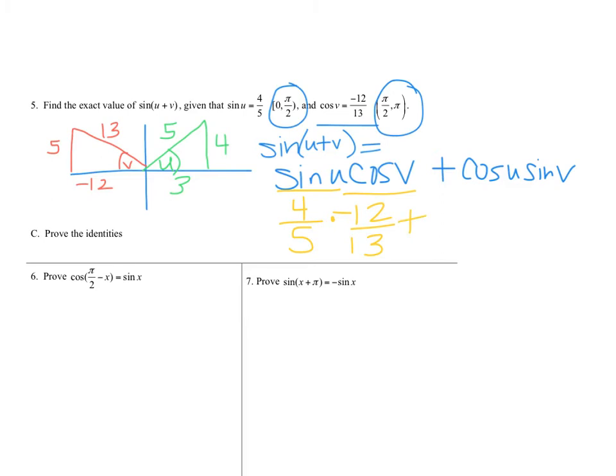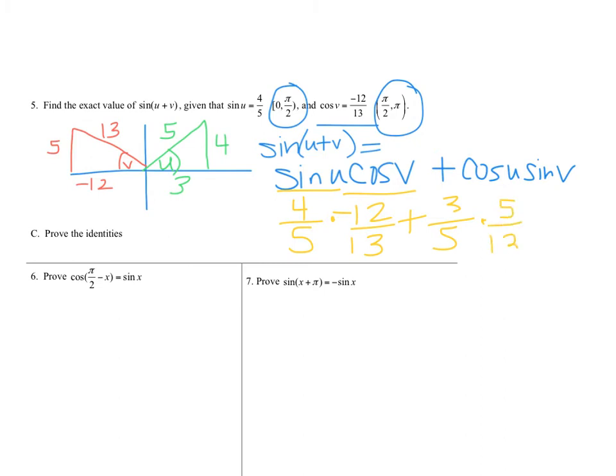Plus, what's the cosine of u? Cosine of u is, we weren't given that, and that's why we set up a triangle. So we can go to angle u and find the cosine of that. What is the cosine of angle u? 3/5. Very good. It's adjacent over hypotenuse. This is all right triangle trig. Times the sine of v, 5/13.